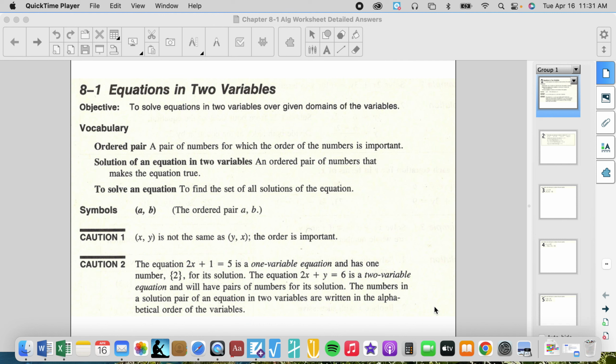Start of Chapter 8. Chapter 8, dealing with graphing.